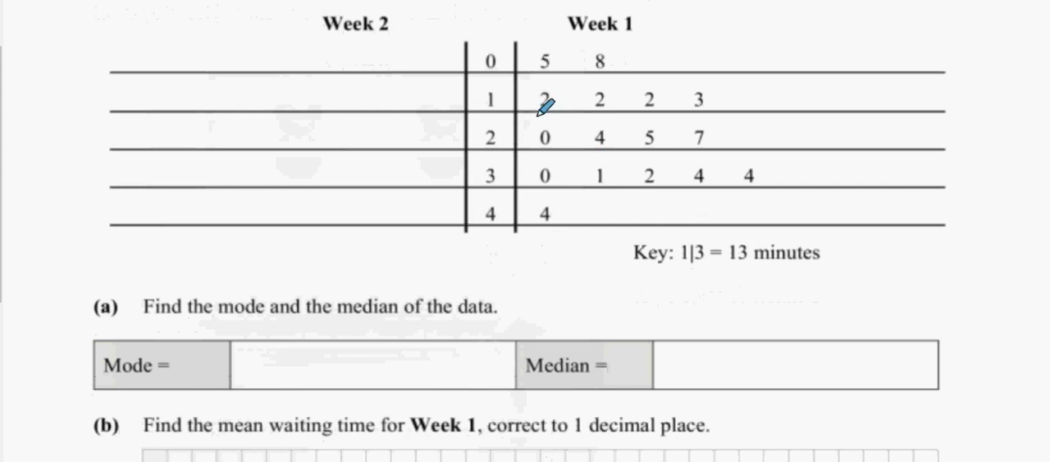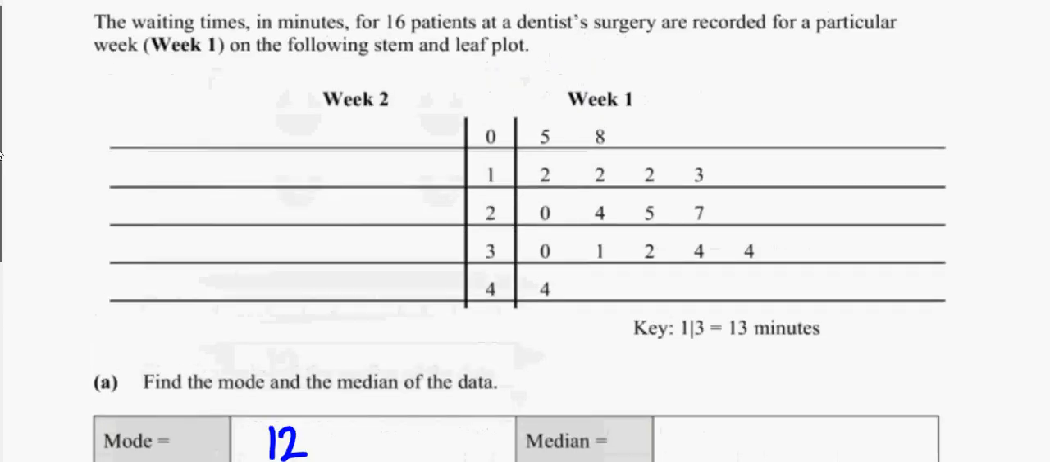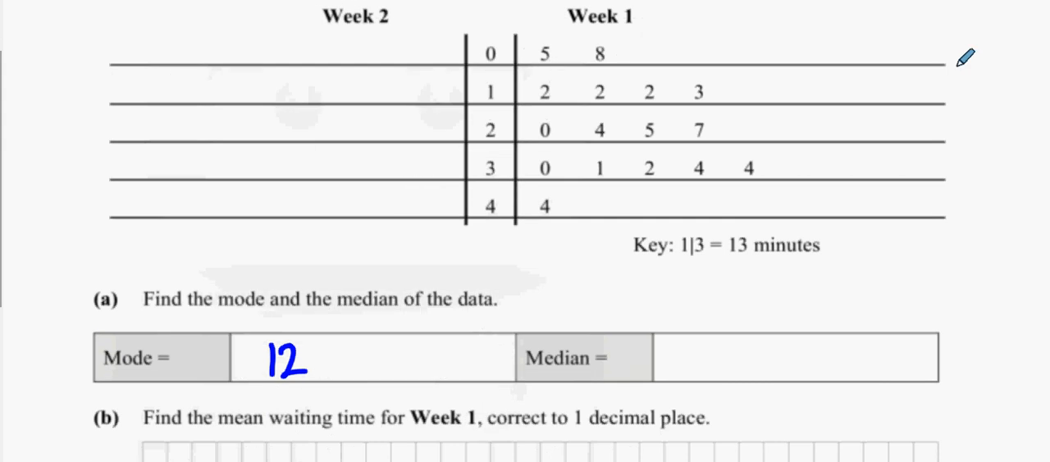12. How many 12s are there? 3 12s. How many people are there? 16 people. Out of 16 people, who's in the middle, Ben? 4.5. Sam? It's 4.5. 16 divided by 2 is 8 and 9th. So who's 8 and 9th?